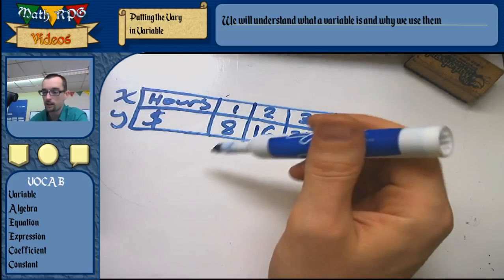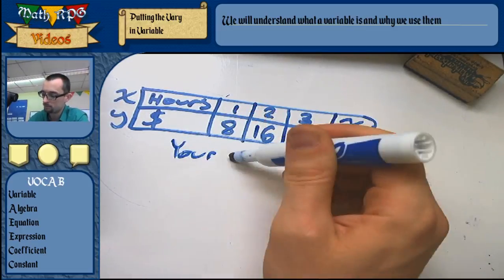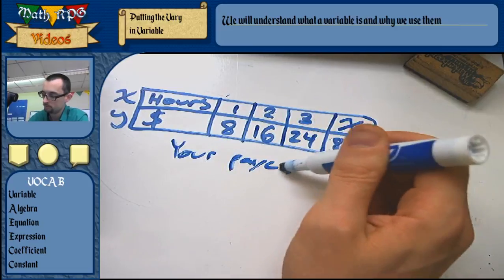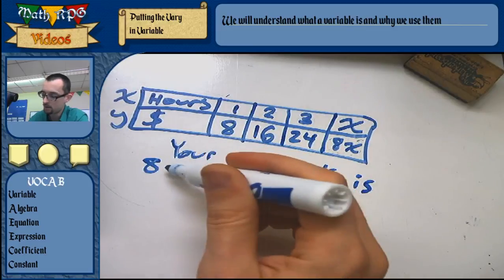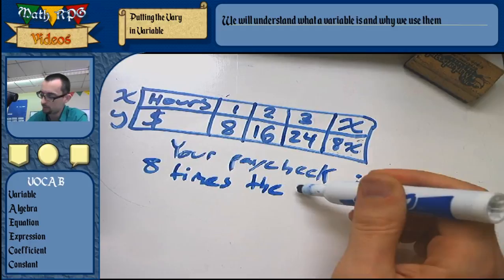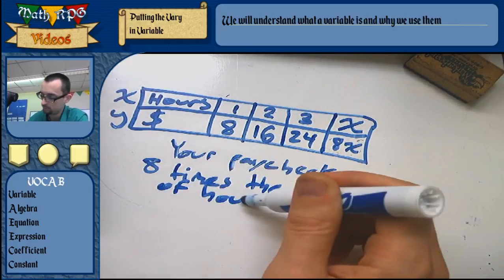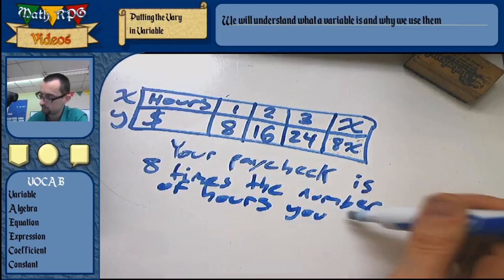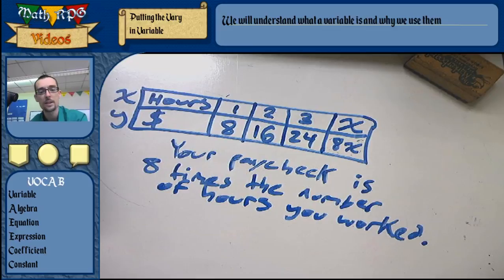So if I wrote it in English, I could say, your paycheck is 8 times the number of hours you worked. Makes sense. You work 1 hour, you get $8. You work 2 hours, your paycheck's $16.